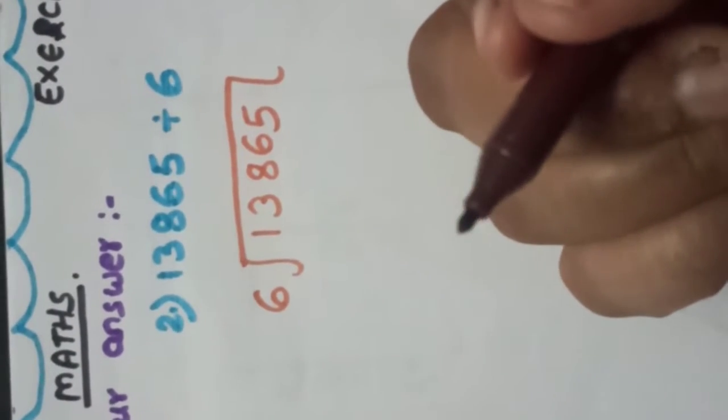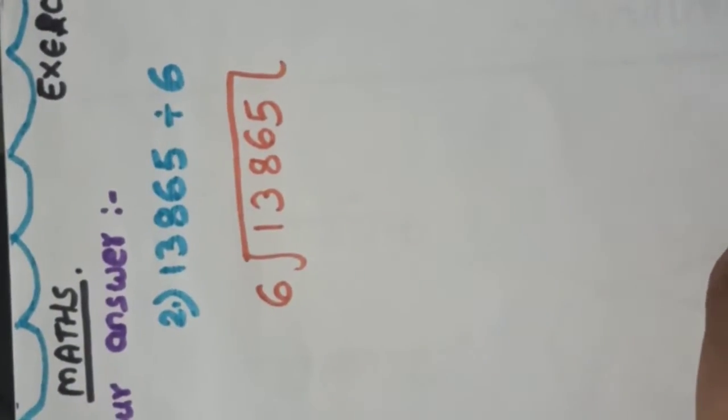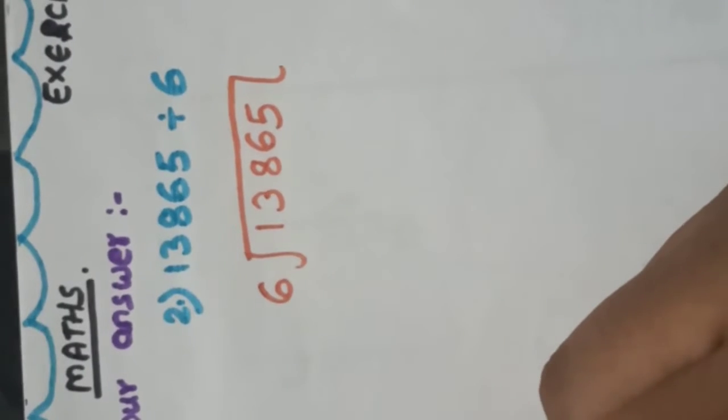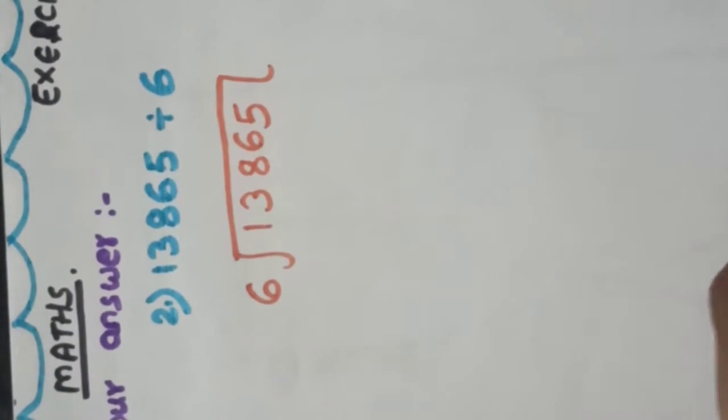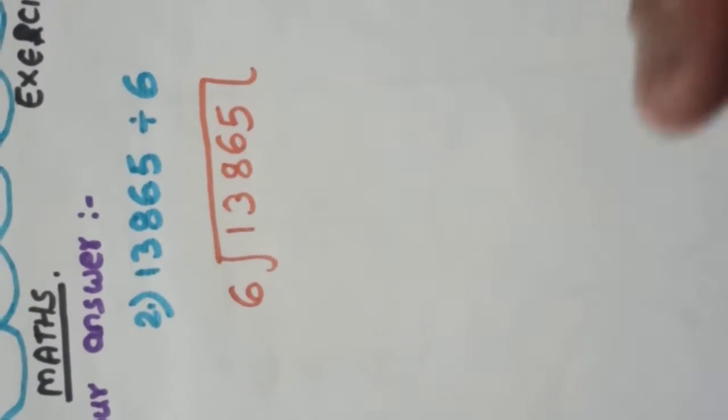Read out the table of 9. 9 ones are 9, 9 twos are 18. It means we cannot take 18, so we have to take 9 ones are 9, right? Now let us subtract it and we'll get 8. Okay, we'll get 8 over here.